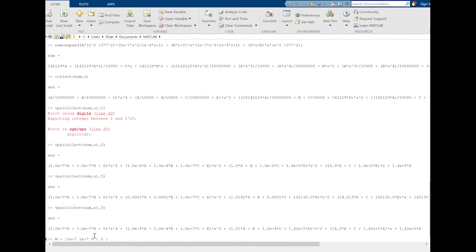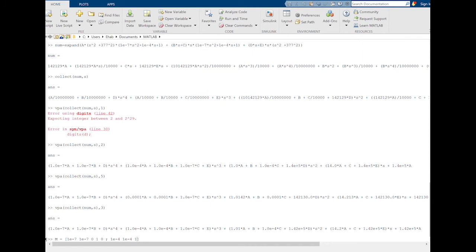That's the first row. Second row: all I'm doing here is filling up the matrix that I'm going to invert to find the constants A, B, C, D, and E. In the second row, I look at the coefficients of the expression that is the coefficient of S to the power 3. That's going to be 1E minus 4, and then again another 1E minus 4.